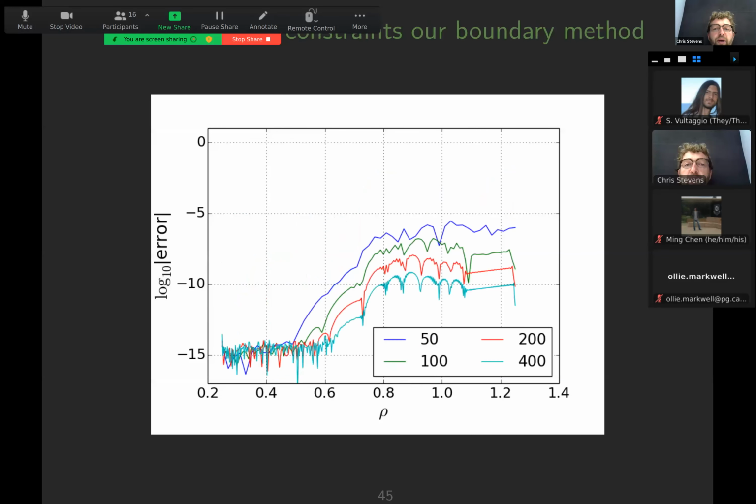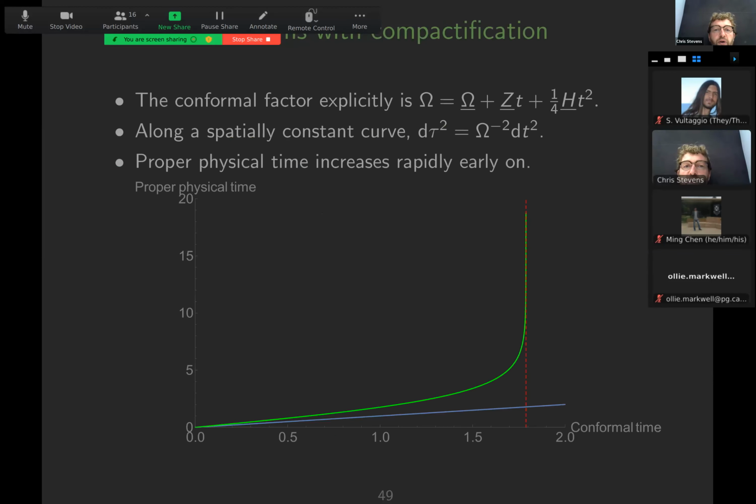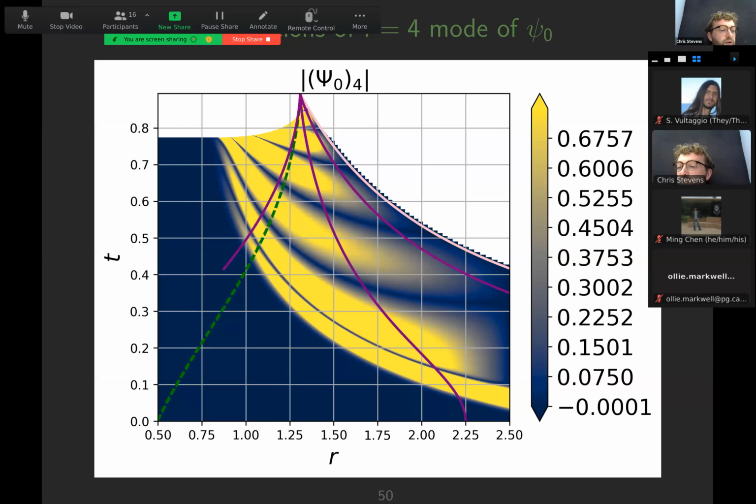So let me show you this picture, and I'll try and stop at 12:55 my time. What we're doing here is this is Scri+. The green line is the event or the apparent horizon. The purple are just Schwarzschild R equals constant curves, and I'm plotting the ingoing gravitational radiation.